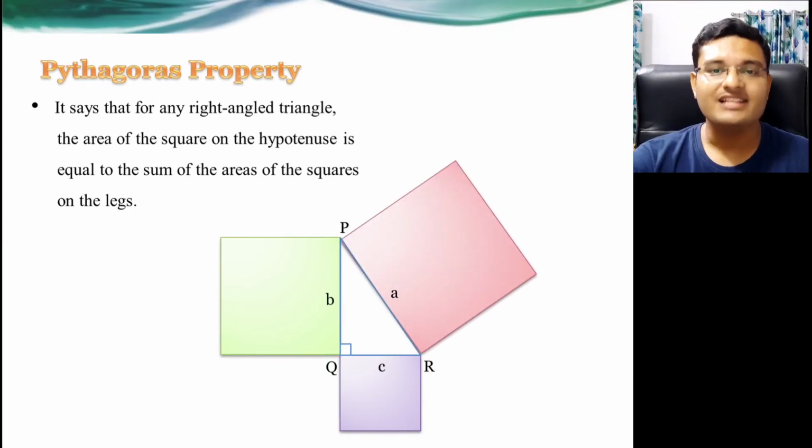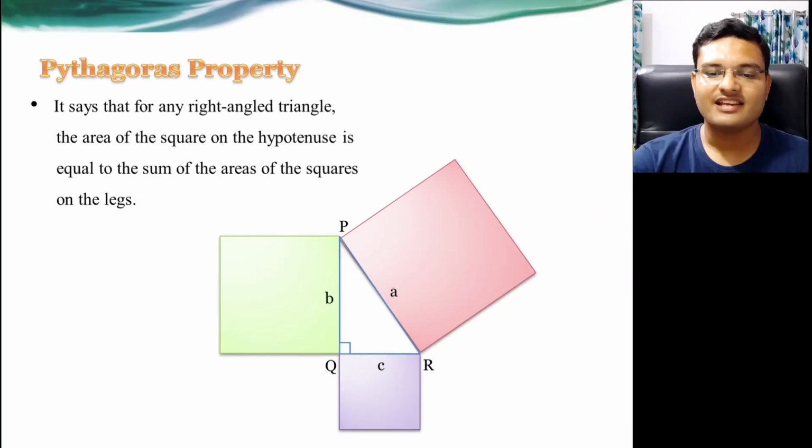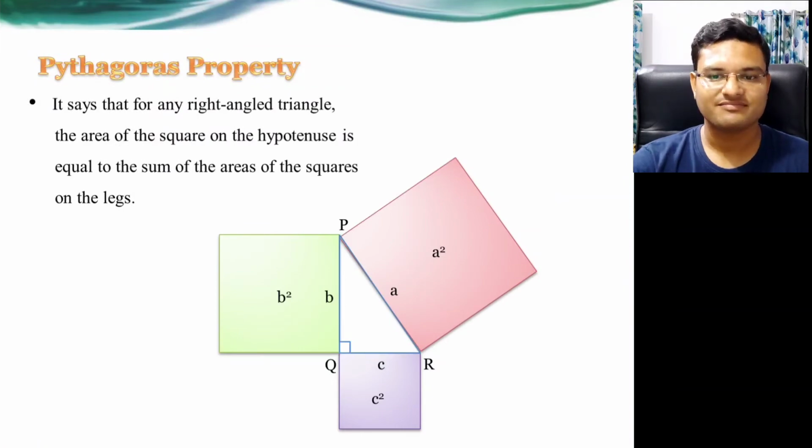As we know, the formula for the area of a square is length multiplied by length, or we can say the area of a square is length squared. Therefore, the area of this square is B square, the area of the second square is C square, and finally the area of the square on the hypotenuse is A square. And from the activity we know that A square is equal to B square plus C square.